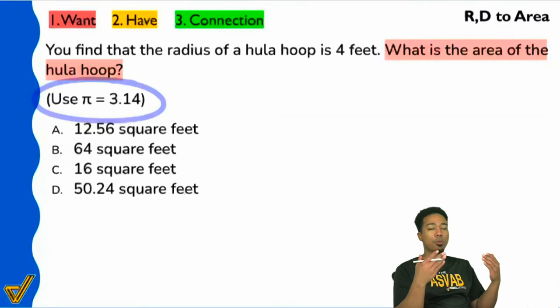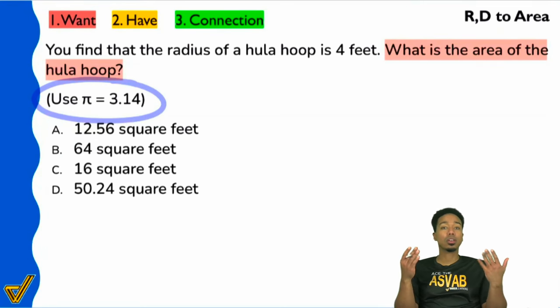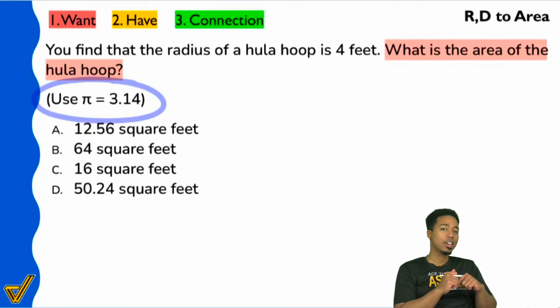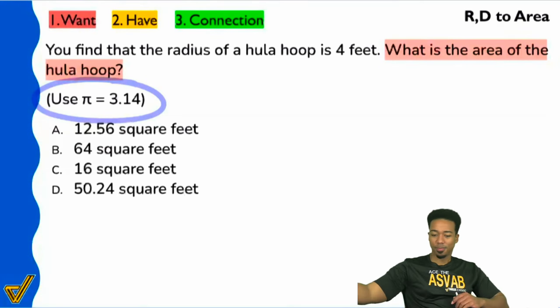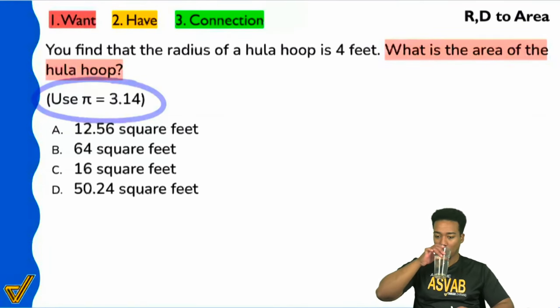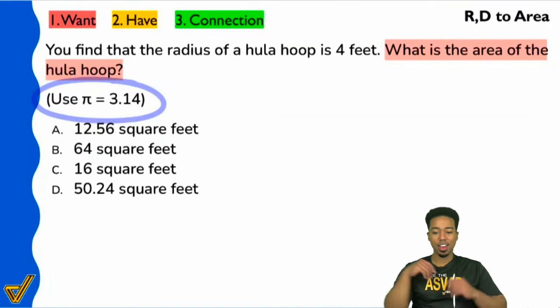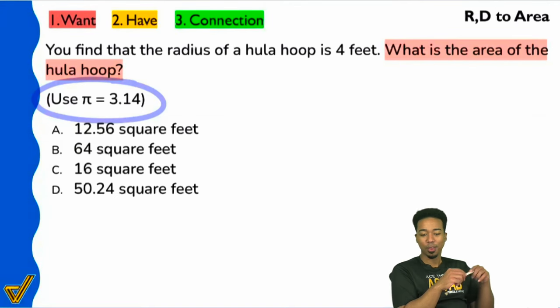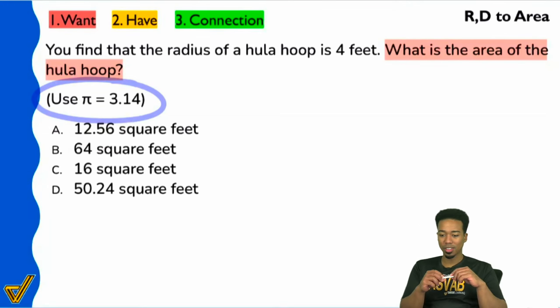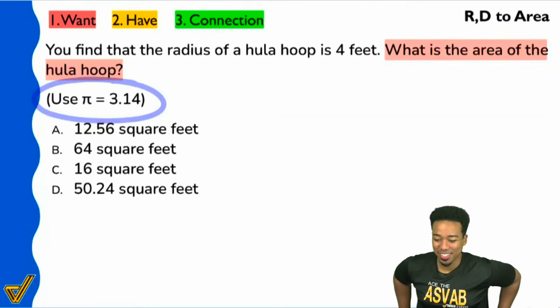Everybody, what's the formula for the area of a circle? Hit me with it in the chat box and we'll move from there. What is the formula for the area of a circle? Pop quiz time. Who knows it? Who can look at their notes the fastest? Pi times radius squared, pi times radius squared. I know more than two people know it. Go ahead, keep it up.